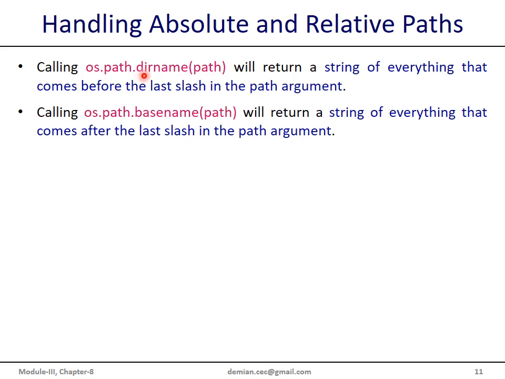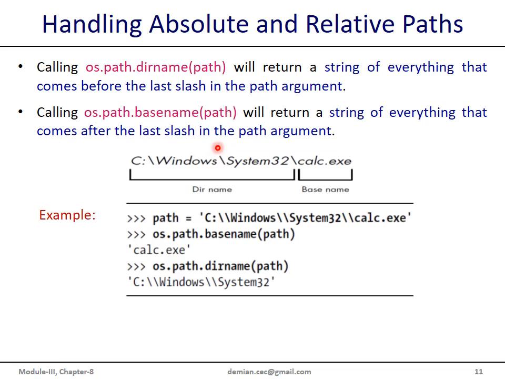The function dirname with argument path will return a string of everything that comes before the last slash in the path argument. Similarly, basename of argument path will return a string of everything that comes after the last slash in the path argument. Let's take up the example.